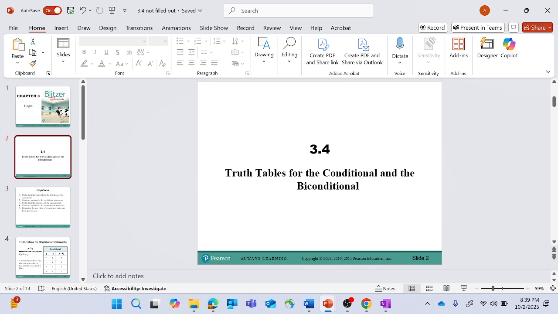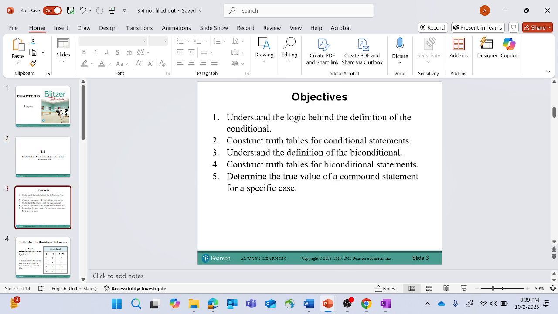All right. Truth tables for the conditional and the biconditional. Basically, what we're doing here is we're now going to use the, remember the arrows and the arrows going both ways? We're doing that now.